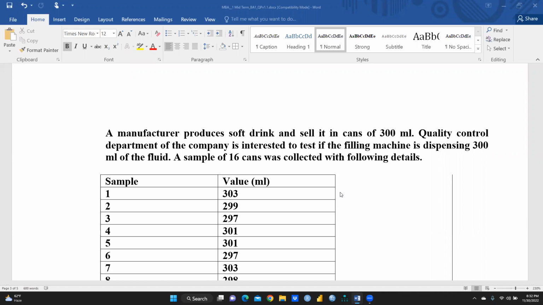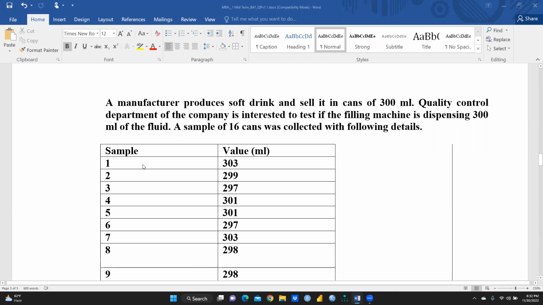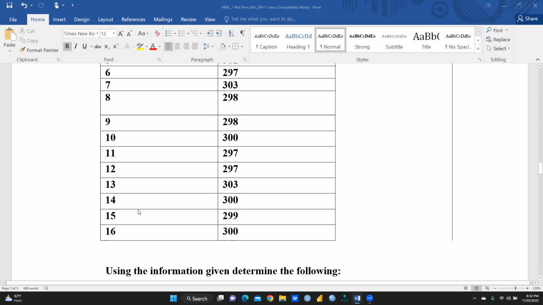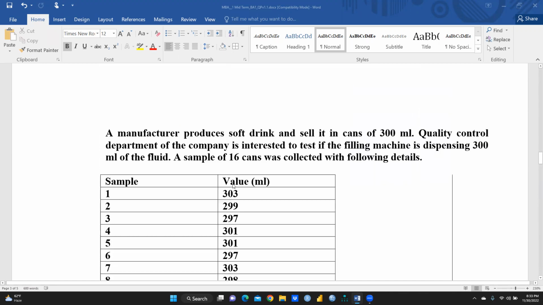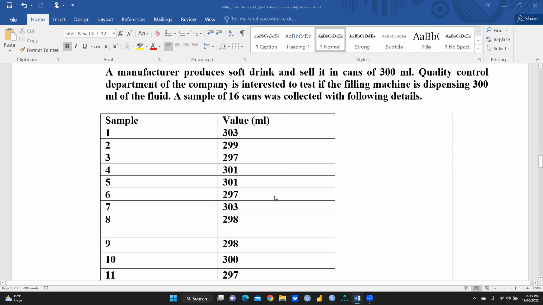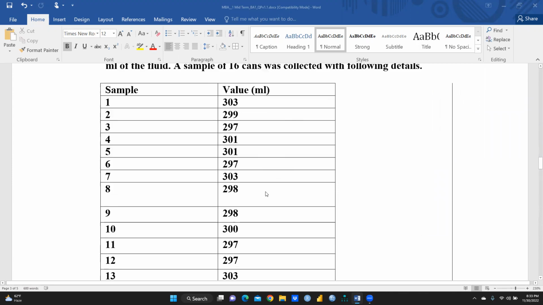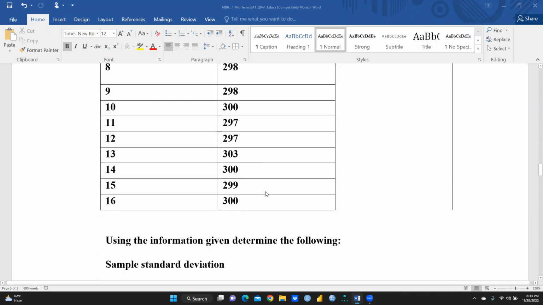So here, you can see that the quality control department of the company has picked up 16 cans as a random sample. Now, what is the value in ml that is reflected in front of all these samples? 303, 299, 297, 301, 301, 300, etc.